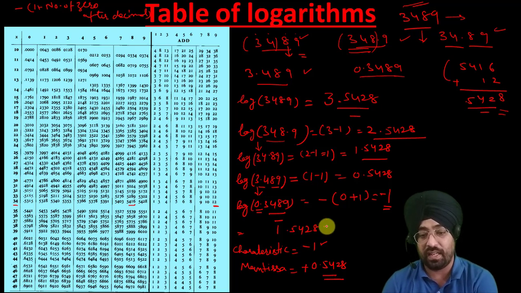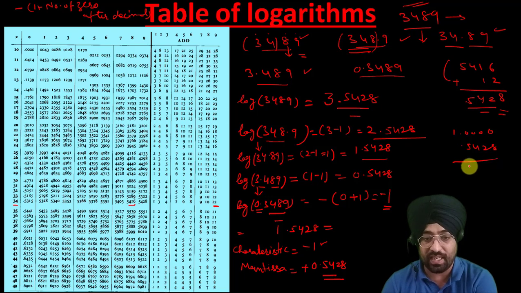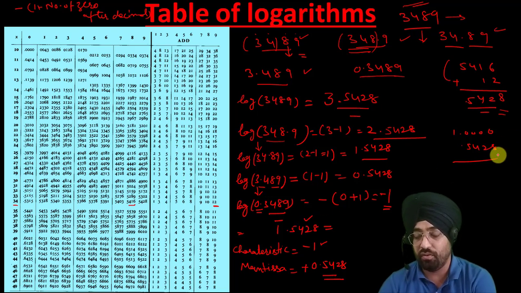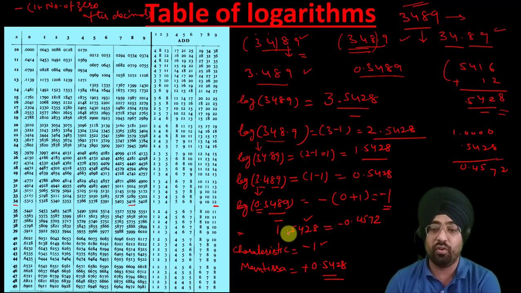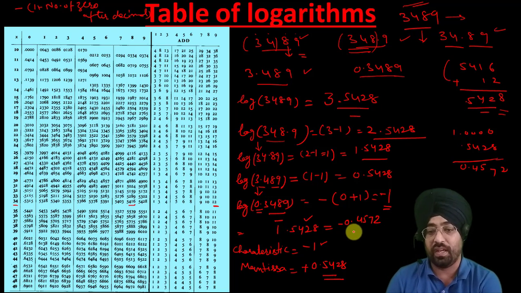So if we have to write its exact value, what we will do is subtract 0.5428 from 1, because one is negative and the other is positive. So we have to subtract. 10 minus 8 is 2, 9 minus 2 is 7, 9 minus 4 is 5, 9 minus 5 is 4. So its value is minus 0.4572. This 1 bar 0.5428 can also be written as minus 0.4572.